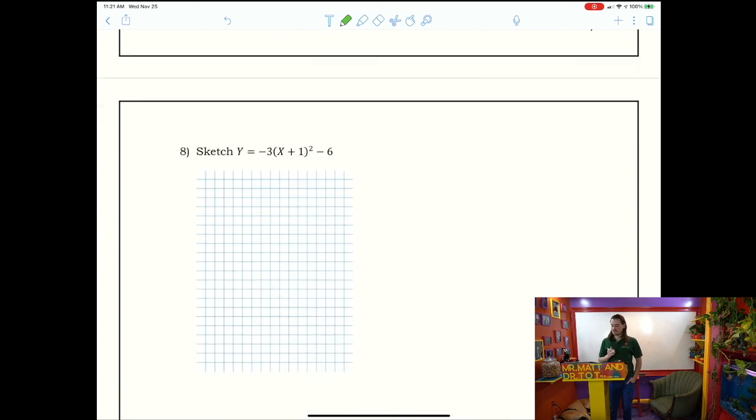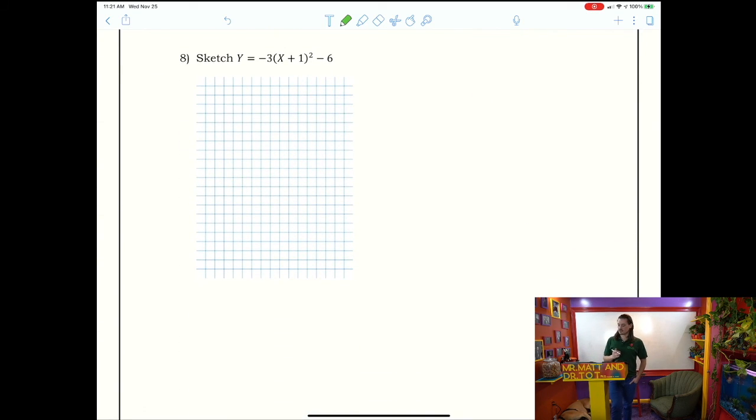Okay, pause the video, please, and sketch a graph of y is equal to negative 3 times x plus 1 quantity squared minus 6. So we can tell here that the vertex occurs at negative 1 comma negative 6. Notice that the inside h value is negated, the sign is negated, the outside k value, the sign is kept. So let's go ahead and plot that point.